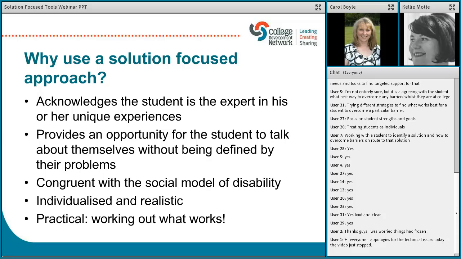It's also very congruent with the social model of disability, which a lot of you might be familiar with, which is the idea that the problem, as Carol was mentioning earlier, is not within the person. People are disabled by their environments and by the attitudes of other people. So again, it fits nicely with that. It's individualised and it's realistic as well. And as Carol mentioned earlier, it's about working out what works. It seems incredibly sensible and practical to look at what's working and do more of it.